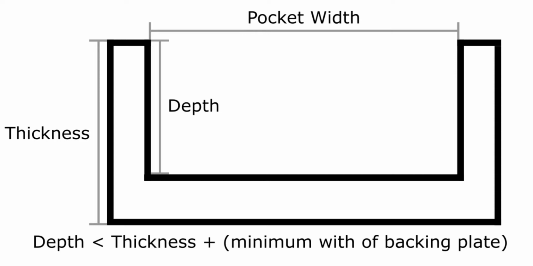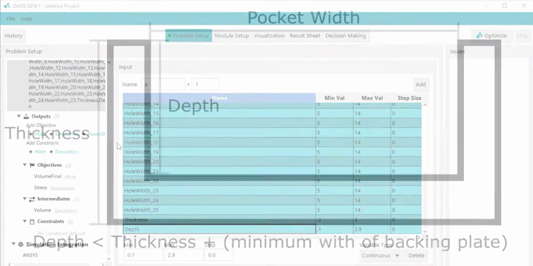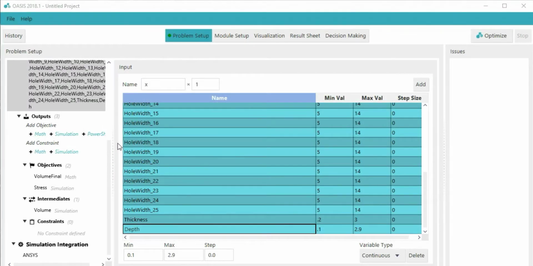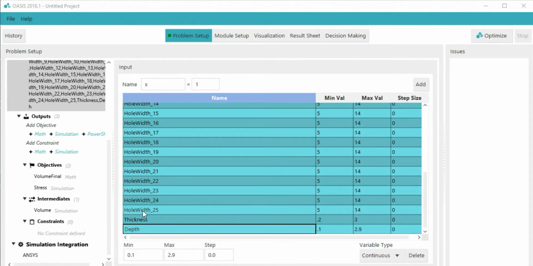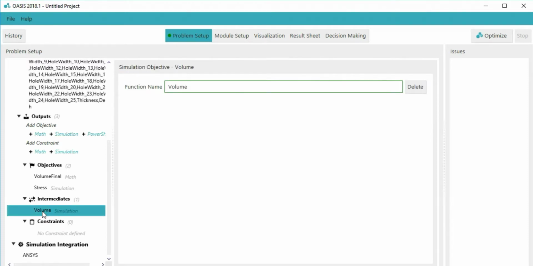Designs that fail constraints are referred to as infeasible and will be represented in OASIS with light blue. Now that we've got a better idea of what a constraint is, let's get back to setting up the model. 25 of the 27 inputs represent the size of the squares. The other 2 represent pocket depth and plate thickness. Outputs are model volume and load multiplier from the buckling analysis.